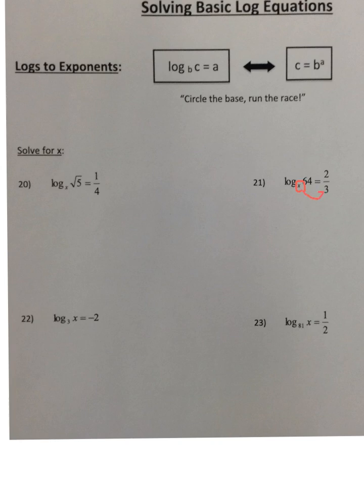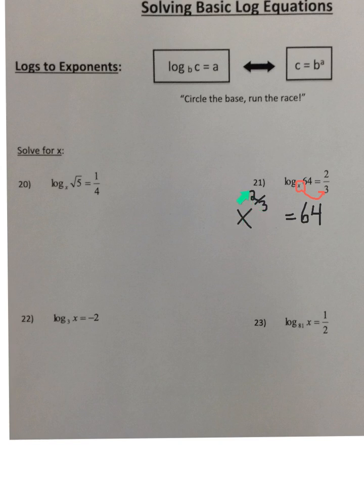Remember, we always cross the finish line over to the other side there, and that's our circle the base, run the race. So what we do is you are just going to write x. Now the run the race, remember, that becomes your exponent. And then what's left over, which is the 64, gets written on the other side.